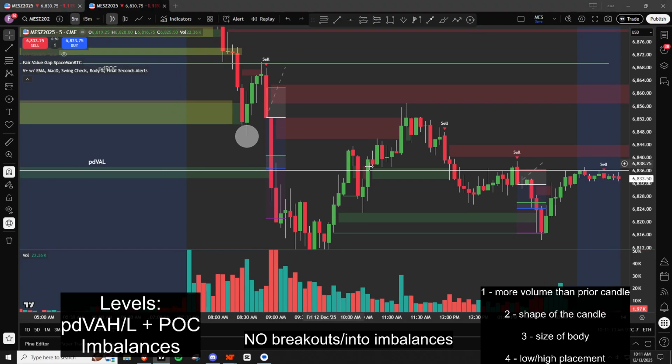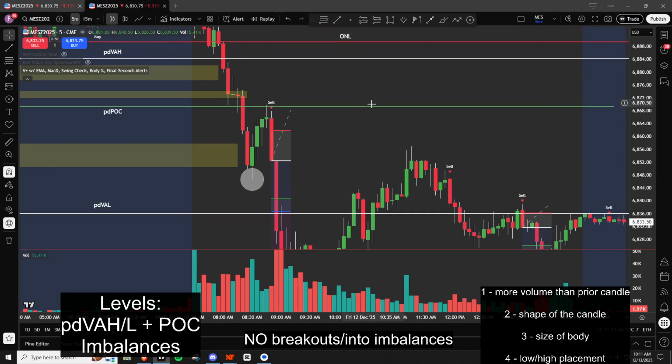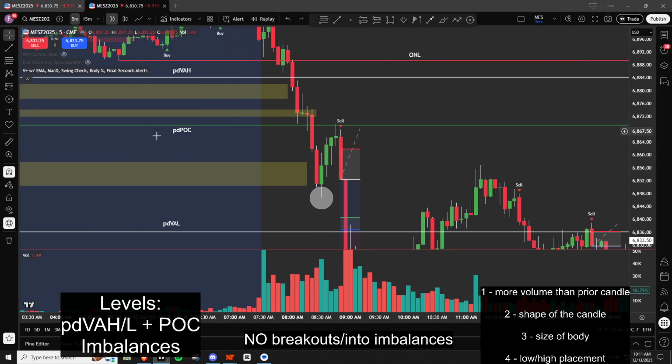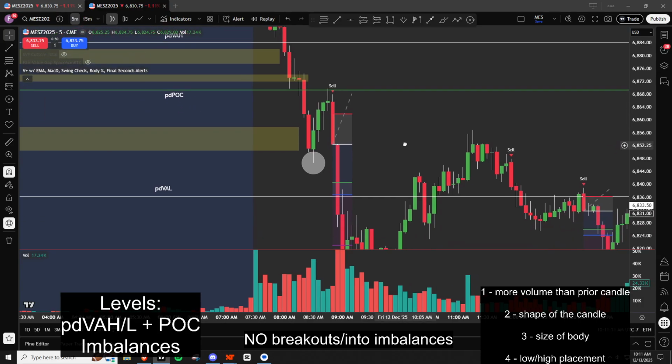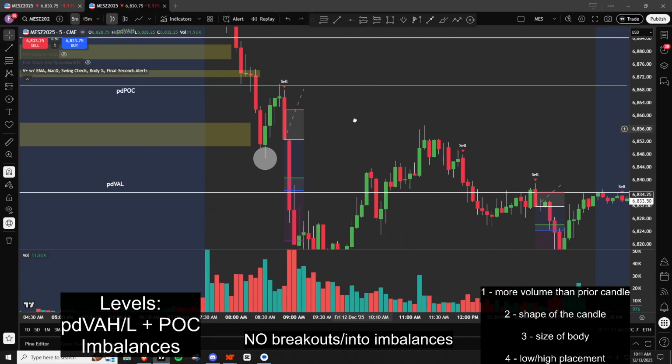Let's get into it. So on the bottom left of the screen, you'll see my levels that I'm trading. Prior day value area high and low, those are these white lines, as you can see here. The green line is prior day POC, point of control, so where the most volume the prior day was traded at. I do have the overnight low and high marked out, not really using that for anything, just kind of a reference point.